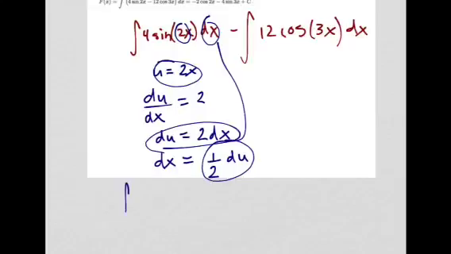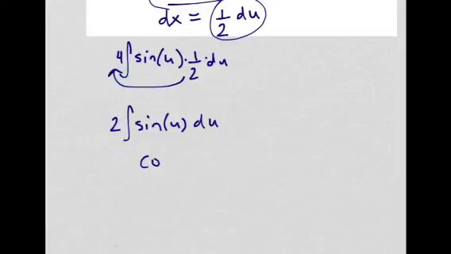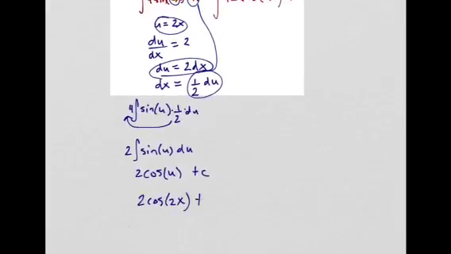So here, if I replace everything, I'll have the 4 on the outside, I'll have sine of u, and then the dx changed to 1/2 du. I'll move this 1/2 out to the front, and that's where I get the 2 from. The integral of sine of u du is just cosine of u, times 2, plus c, and that's 2 cosine of 2x plus c.